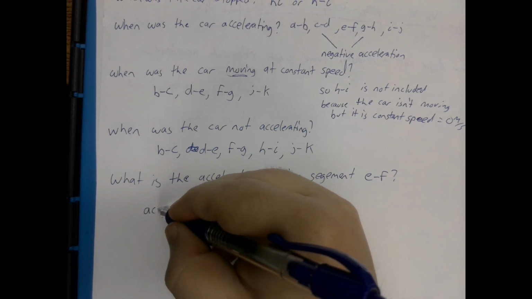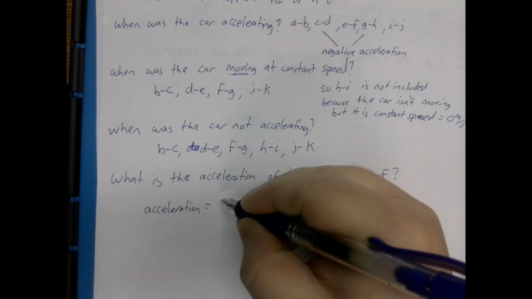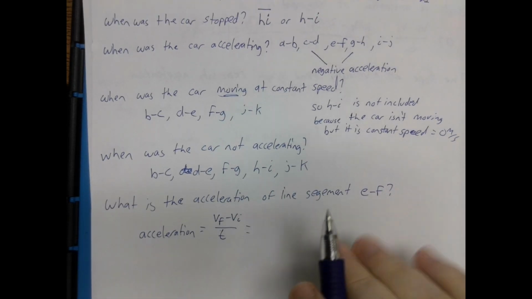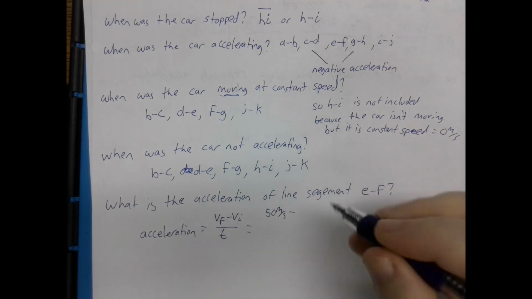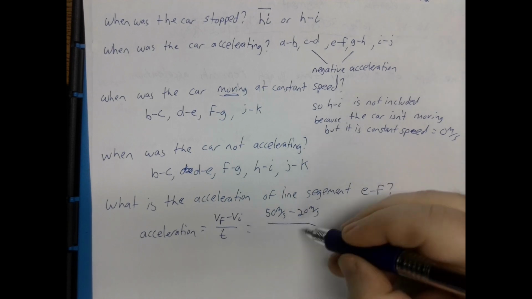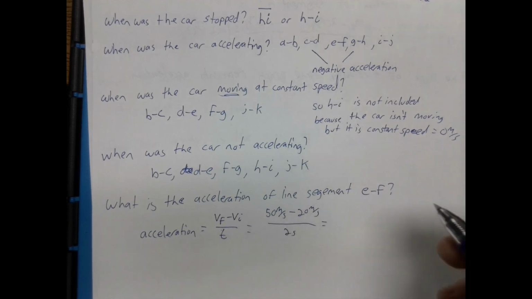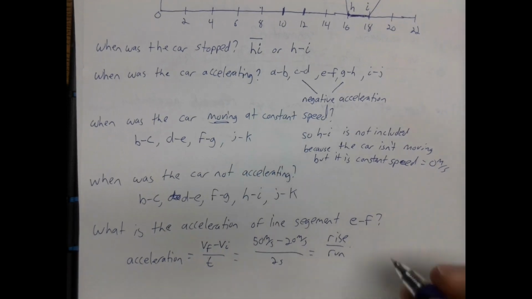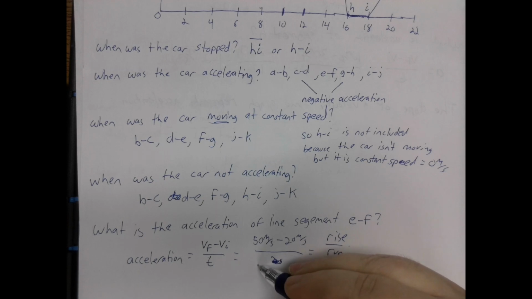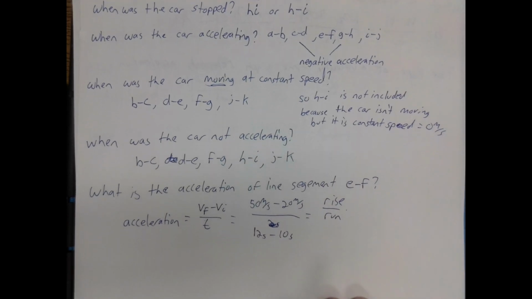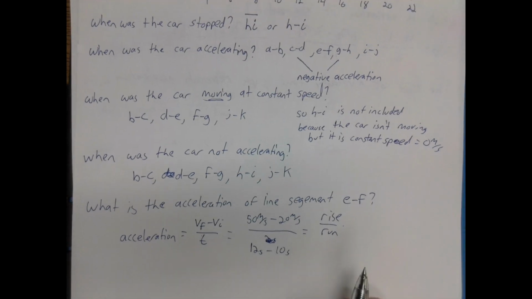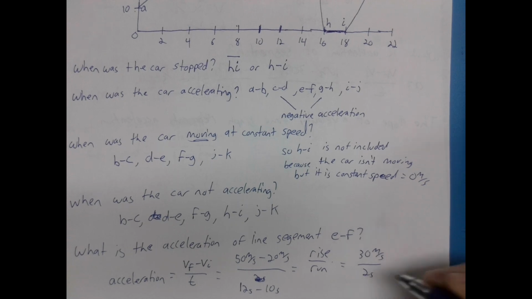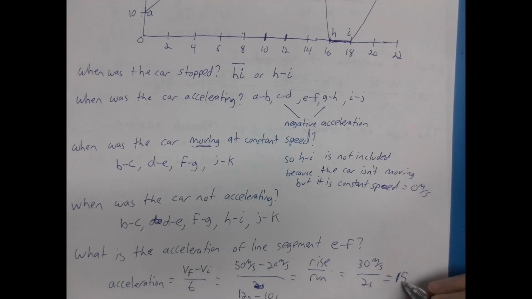So acceleration, you can look at the equation df minus di over t. Our final was 50 meters per second minus our initial 20 meters per second over a time of 2 seconds. Or you can just look at rise over run. So it went from 20 to 50 in 10 to 12 seconds. The rise was 30 meters per second. The run was 2 seconds. So 15 meters per second squared.